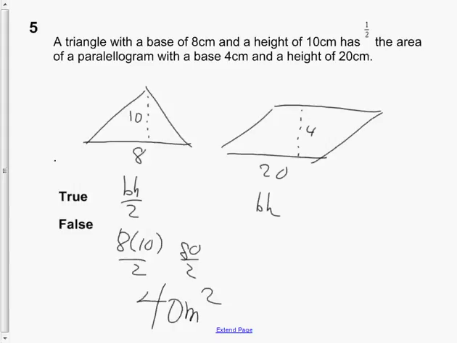And the other one would be base times height, which would be 20 times 4, which would also be 80 centimeters squared. Not centimeters or meters. I meant centimeters over here too. So are they the same? Yes, they are. They are the same area. So the answer is true.